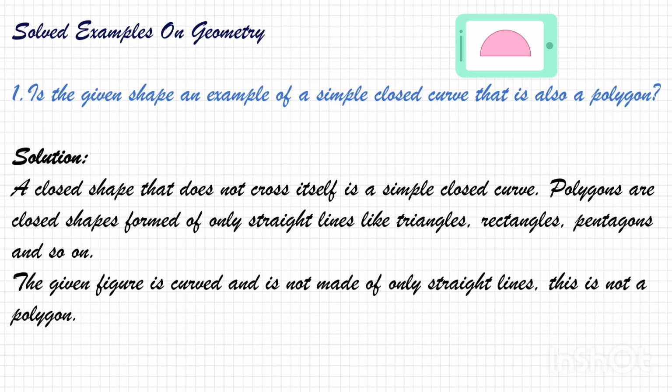Solved examples on geometry. 1. Is the given shape an example of a simple closed curve that is also a polygon? Solution. A closed shape that does not cross itself is a simple closed curve. Polygons are closed shapes formed of only straight lines like triangles, rectangles, pentagons, and so on. The given figure is curved and is not made of only straight lines. This is not a polygon.